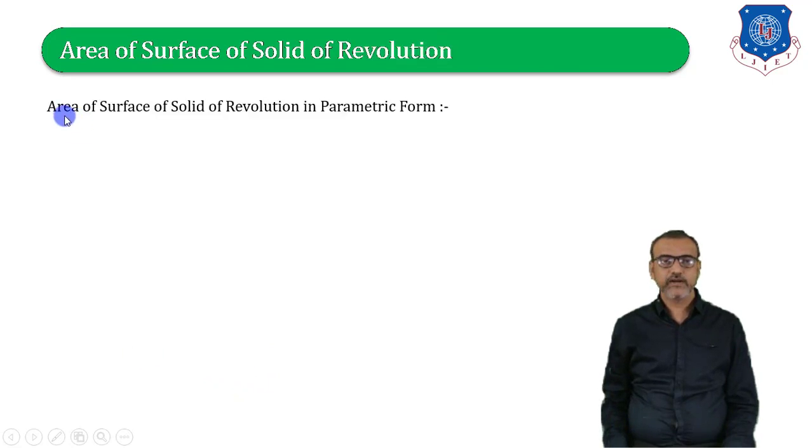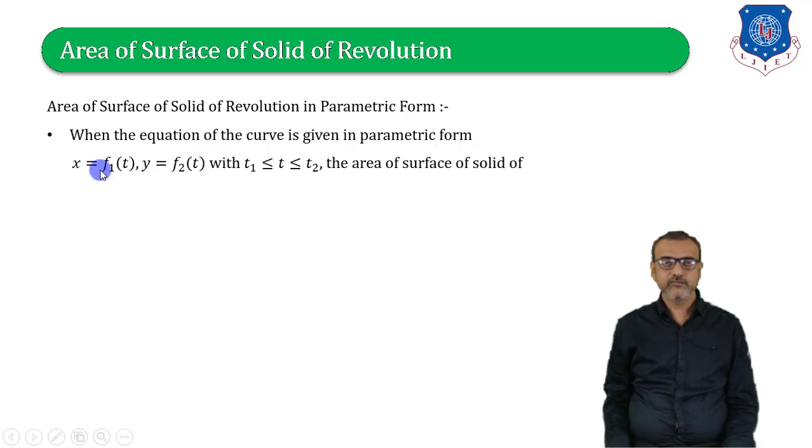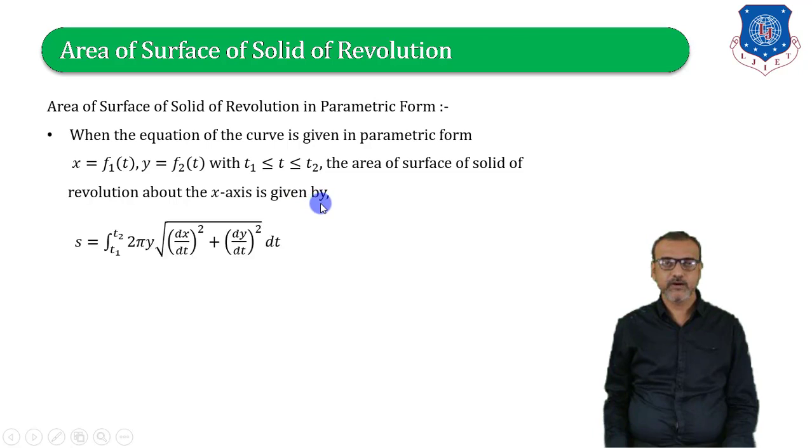Now we will see how to find out the area of surface of solid of revolution in parametric form. When the equation of the curve is given in parametric form, x equals f1 of t, y equals f2 of t, with t1 less than or equal to t less than or equal to t2, the area of surface of solid of revolution about the x-axis is given by S equals integration from t1 to t2 of 2 pi y square root of (dx by dt) the whole square plus (dy by dt) the whole square dt.